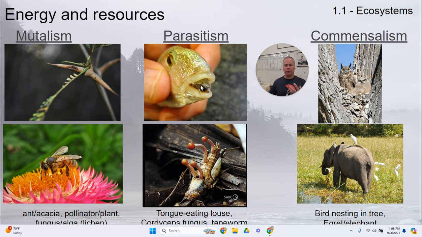It feeds on blood from the fish and mucus within the fish, so it's benefiting. But the fish's survival is decreased. Fish that are affected by this tongue-eating louse have lower weight than fish that are not affected, so it's decreasing its chances of survival.